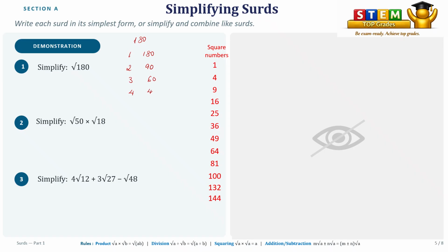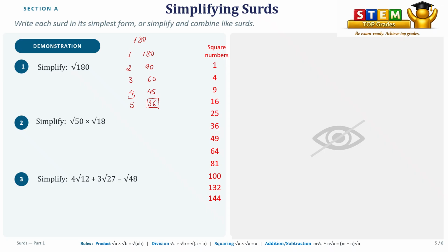So you will notice at this point that 4 is a square number, but we're going to go past it as it is not the biggest square number that is a factor of 180. We keep going. Okay, so the next one is going to be 5 times 36. Now this takes us to the biggest square number, which is a factor of 180.